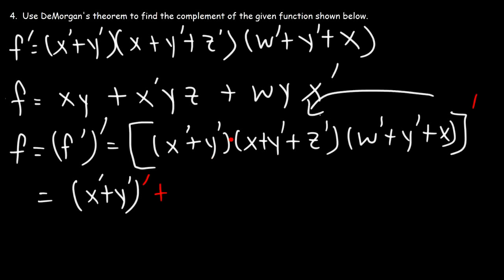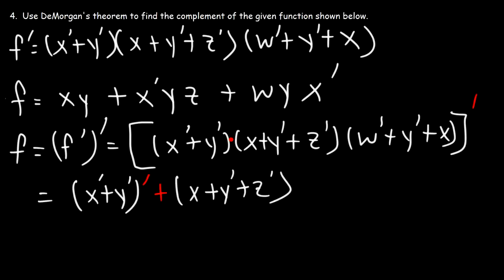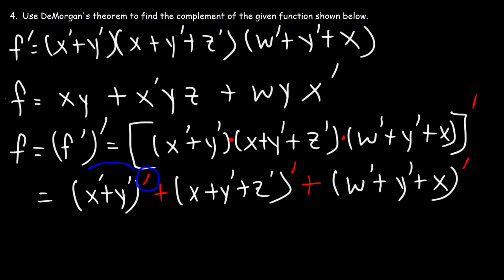Now let's apply it to the second parentheses. So this is going to be x plus y prime. Don't change anything on the inside. And then let's put the complement symbol outside of that. Now let's change multiplication to addition. And then do the same thing. W prime plus y prime plus x with the complement symbol outside of that. Now let's apply the complement symbol to the variables on the inside. Now keep in mind, as we do so, the OR operation will be converted to an AND operation. So we're going to convert the addition symbol into a multiplication symbol.